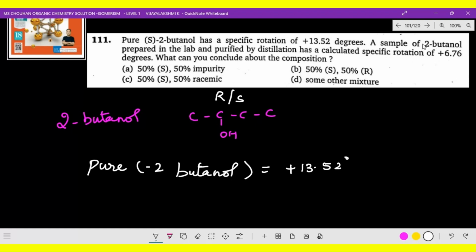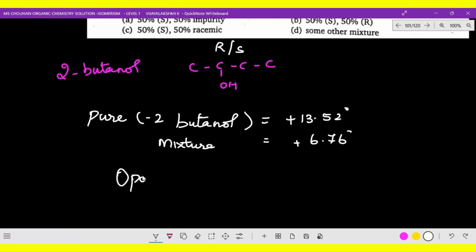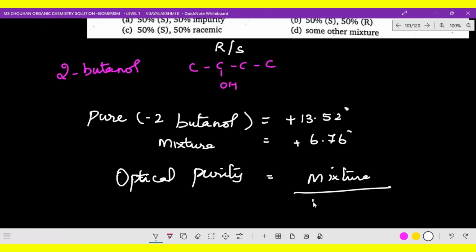A sample of 2-butanol prepared in the laboratory and purified by distillation has a calculated specific rotation. In that sample, that means the mixture, we got plus 6.76 degrees. Now, I would like to mention one small formula to find this answer. What is the formula? Optical purity. Optical purity is equal to the mixture divided by the pure compound, that is pure 2-butanol, into 100. This is the formula.